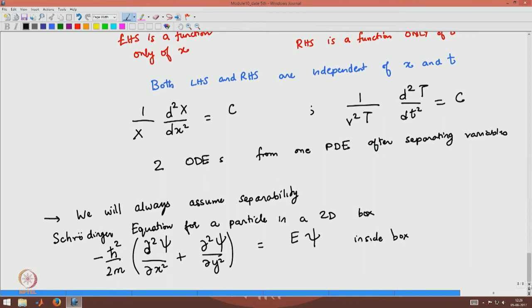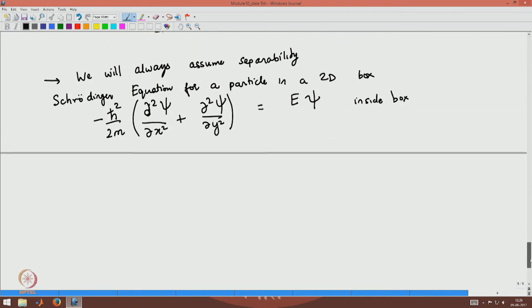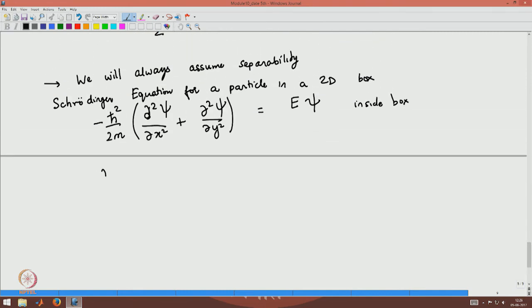So when you have this, what is done is you write ψ of x, y, ψ is a function of x and y, as X of x times Y of y. When you do this, this equation will nicely factor out. When I take the second derivative, I just have d²/dx².